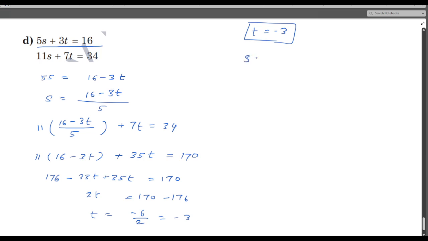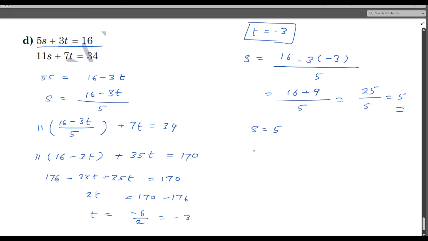Then the value of s will be (16 minus 3 times minus 3) divided by 5. So this is (16 plus 9) divided by 5. 16 plus 9, 9 plus 6, 15, so this is 25 divided by 5. Answer is 5. Okay, so your s is 5, your t is minus 3.